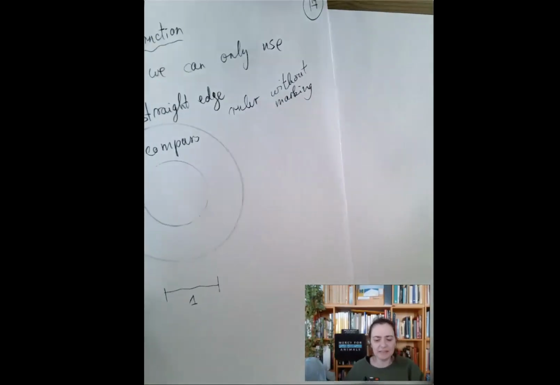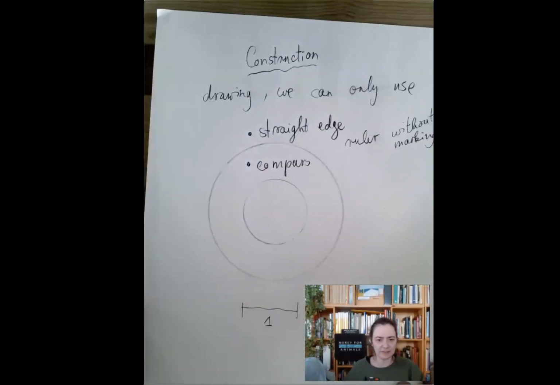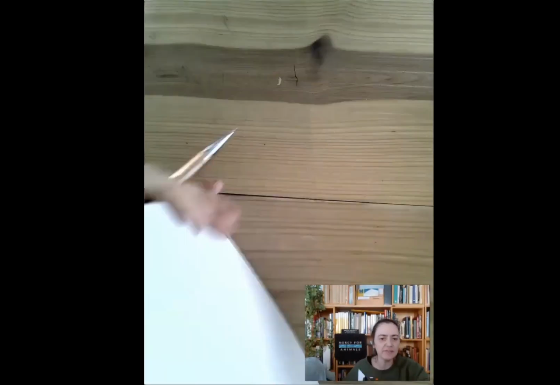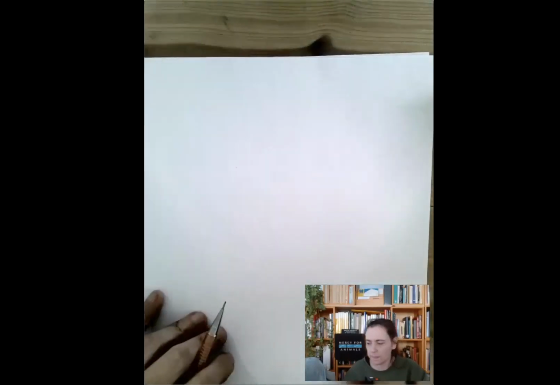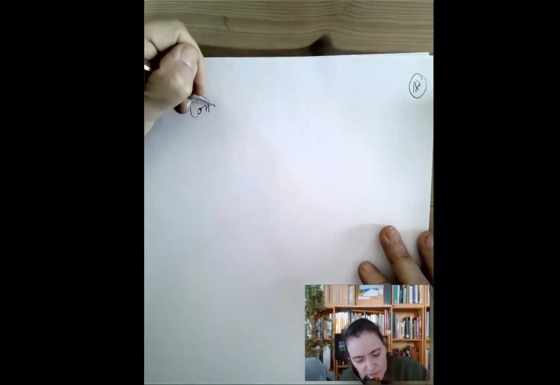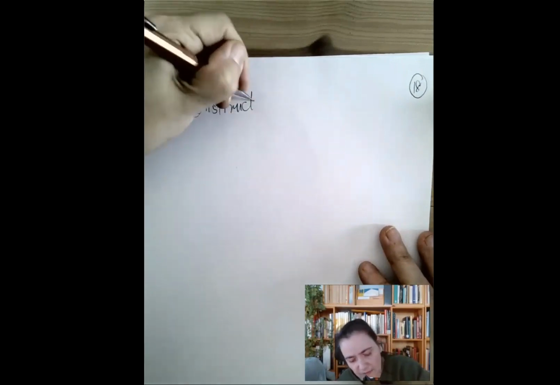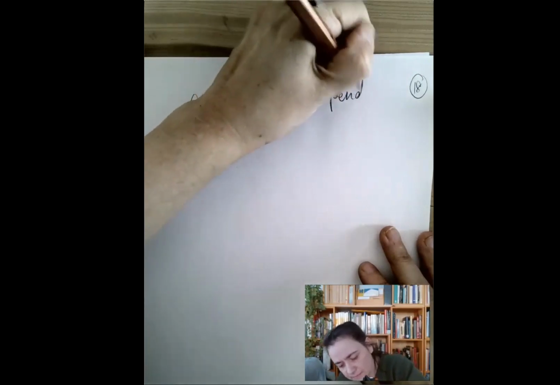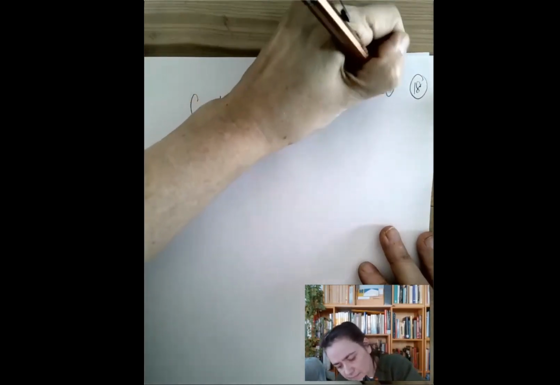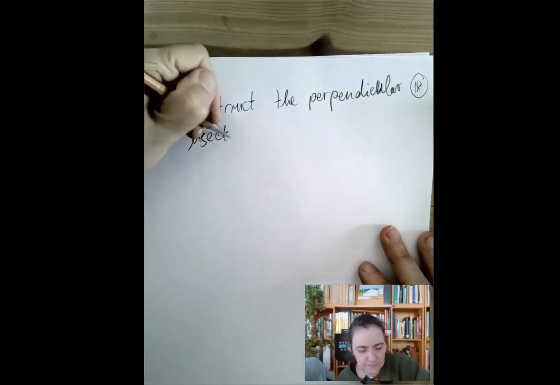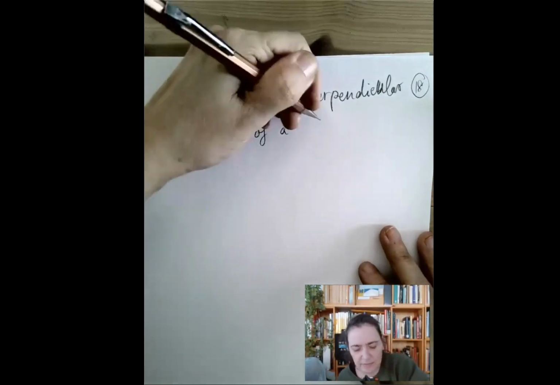Let's start with the perpendicular bisector. Now, anything that is given to you is going to be given as a picture, not as a number. So construct the perpendicular bisector of a given line segment.